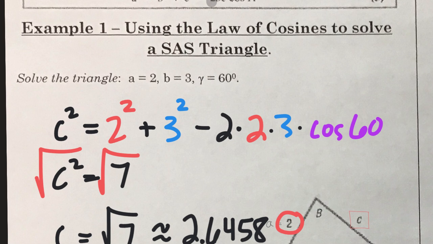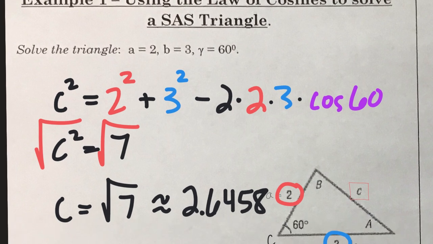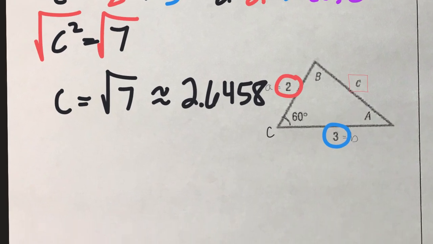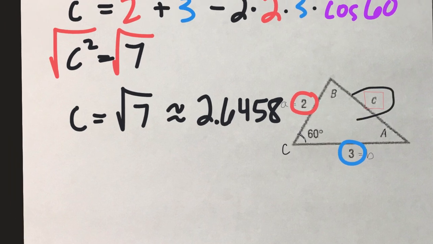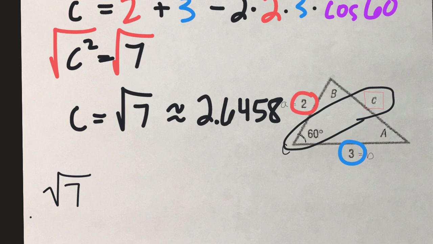Now that we know one of the sides and the angle across from it, we can use the law of sines to find everything else. So we know this ratio. This is the square root of 7. Anytime we can use an exact value and not a decimal approximation, use the exact value. So C is the square root of 7 over the sine of 60. And then let's just find A first: 2 over the sine of angle A.